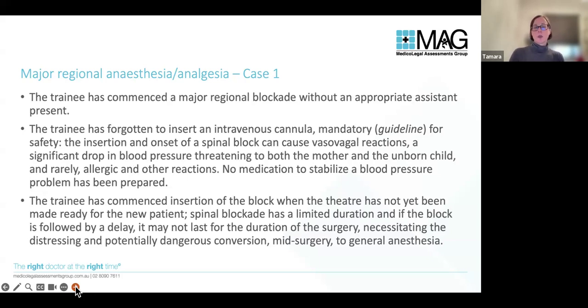Now, we'll see when we look at the professional document, you cannot do these sorts of major procedures without an assistant. You may need extra equipment. There may need to be some supervision and monitoring of the patient. The trainee has also just forgotten to put the drip in, and you'd be surprised. This does happen. Later on, we'll see in the professional document that that's a mandatory thing.